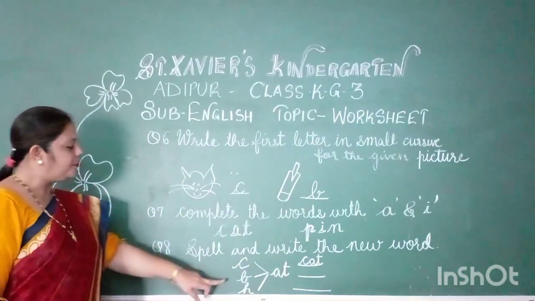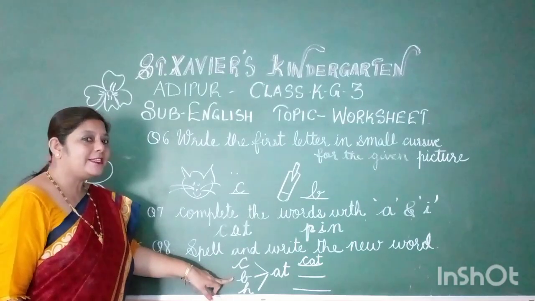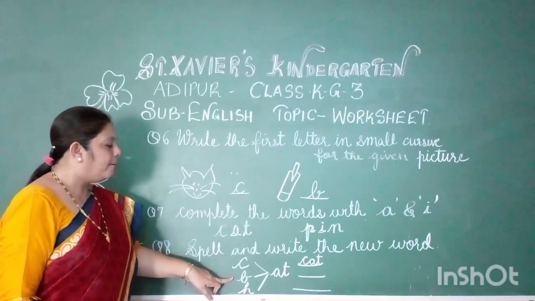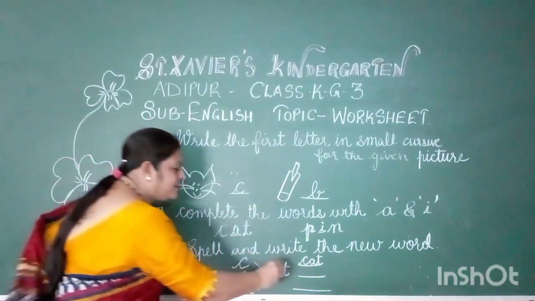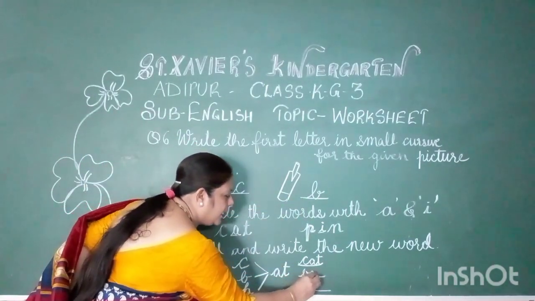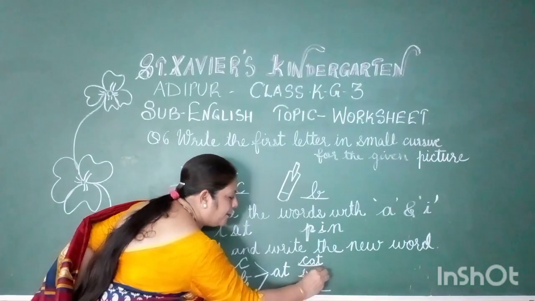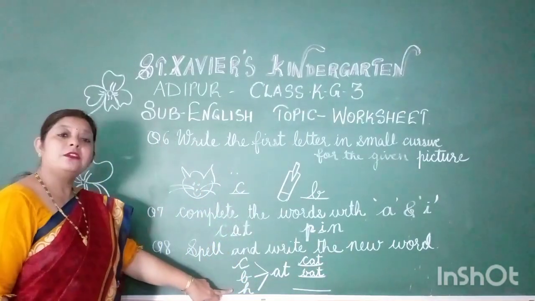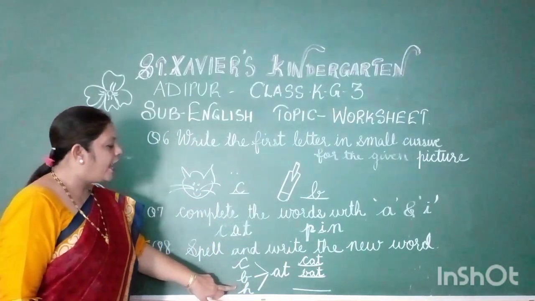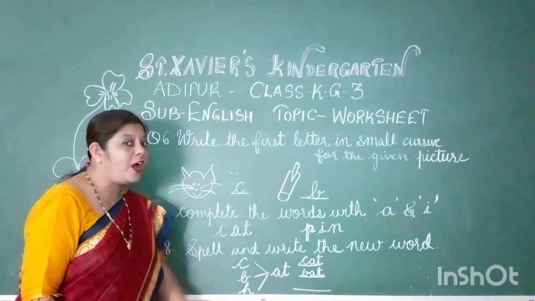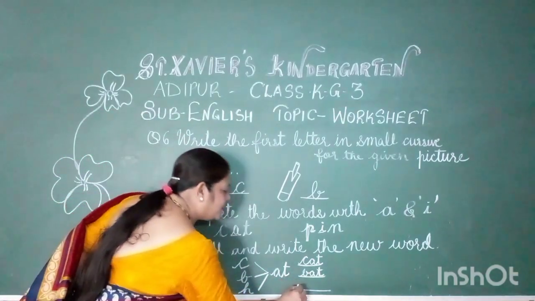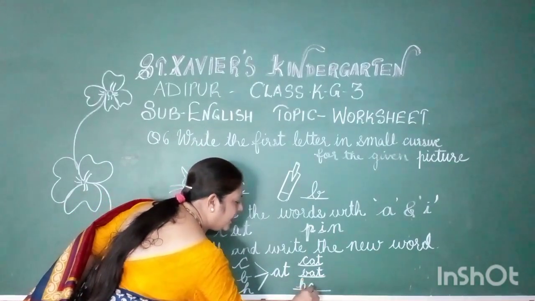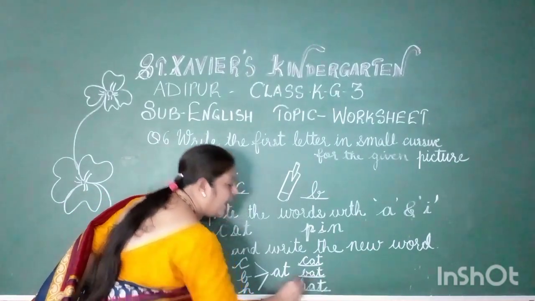Right? The next word is, next letter is B. B, A, T. Bat. So you have to write B, A, T. Bat. The next letter is H. H, A, T. You have to join all the three together and it becomes hat. So H, A, T, hat.